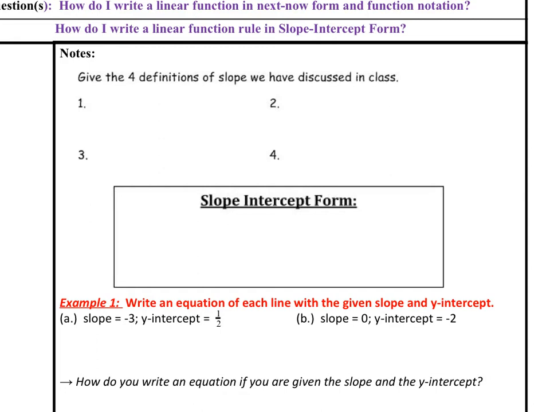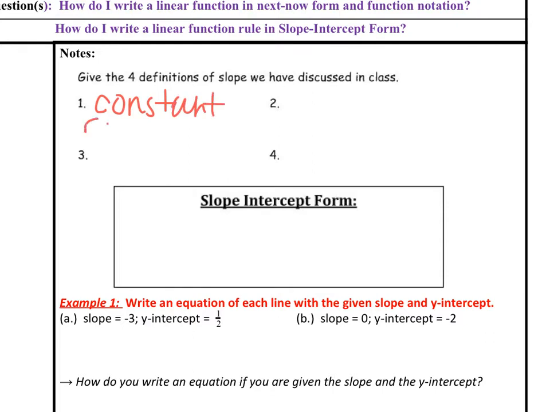The 4 definitions of slope we've talked about so far in this class. I'll give you the first one. Constant rate of change was the very first thing we said, that the constant rate of change is the same thing as the slope.